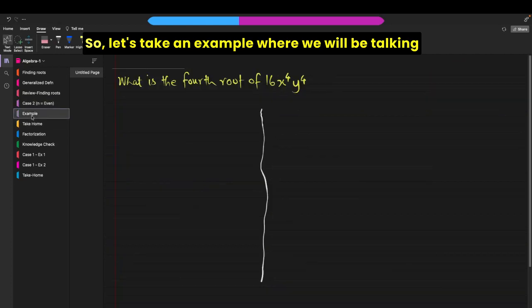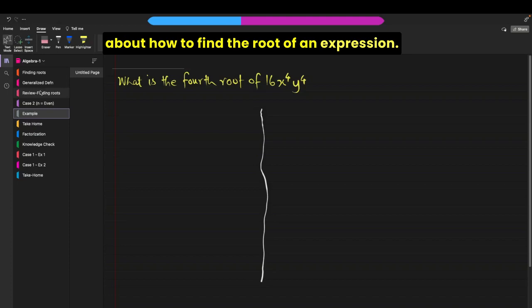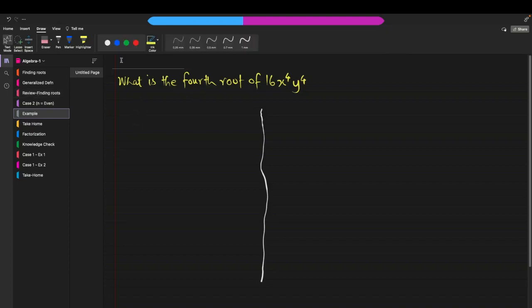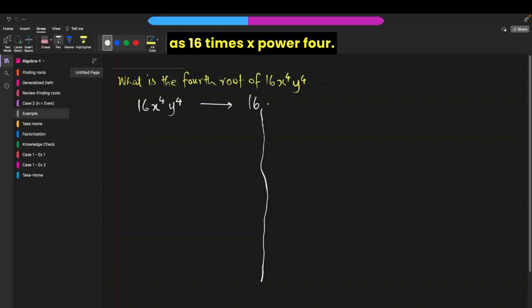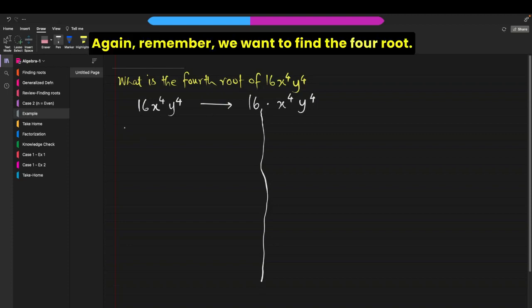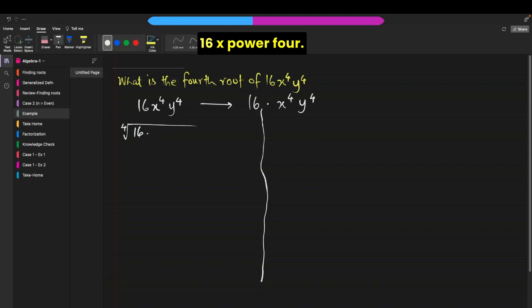So let's take an example where we will be talking about how to find the root of an expression. So we want to find the fourth root of 16x to the power 4, y to the power 4. So we can rewrite this expression as 16 times x to the power 4, y to the power 4. Again, remember, we want to find the fourth root.